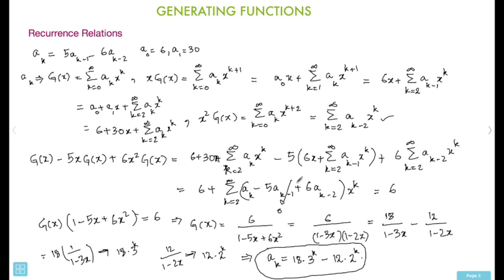But generating functions are definitely a good method to know and to apply if possible for different kinds of recurrence relations and different kinds of counting problems. Sometimes this is also known as ordinary generating functions, because in probability we have moment generating functions and stuff like that. So just to separate them from those kinds of generating functions, they are known as ordinary generating functions.